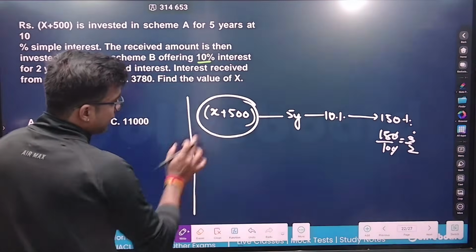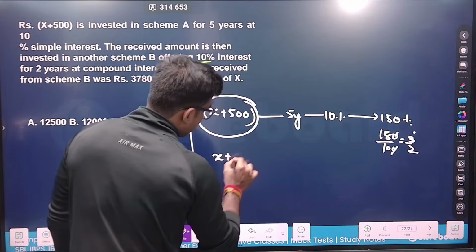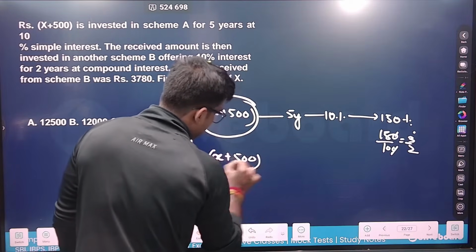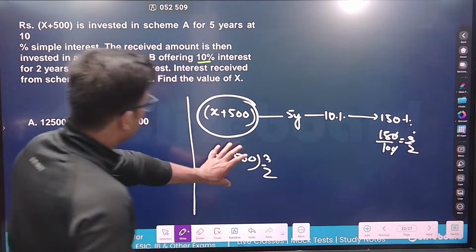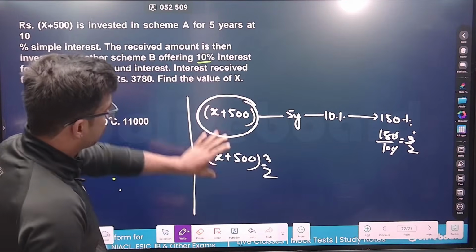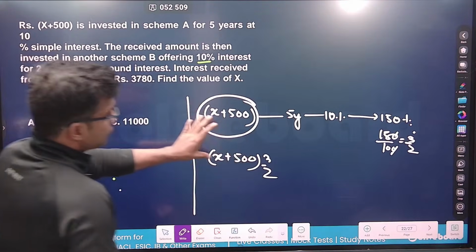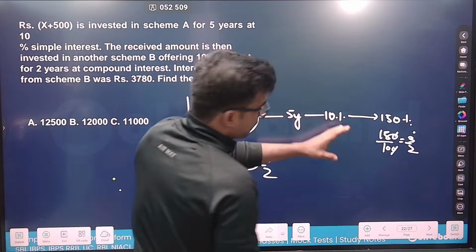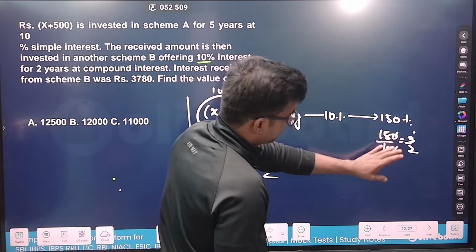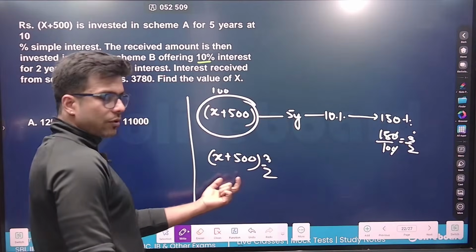Of this I need 3 by 2. So I'll write X plus 500 of this would be 3 by 2, correct? Now this whole thing has been invested, because they have said the received amount. This is the received amount, na? Firstly, I have assumed this value should be 100, and this is 10% for 5 years. This should be 150%, which is 3 by 2. So of 3 by 2 will be my amount.